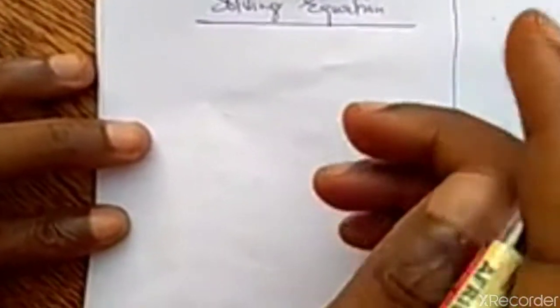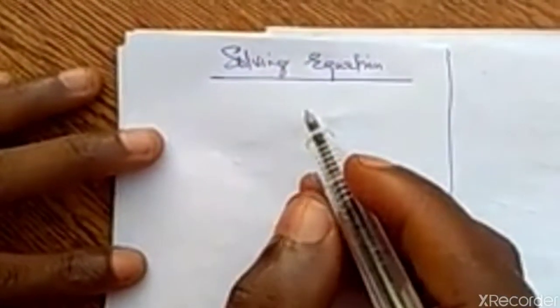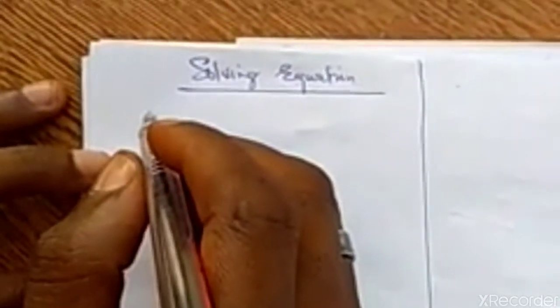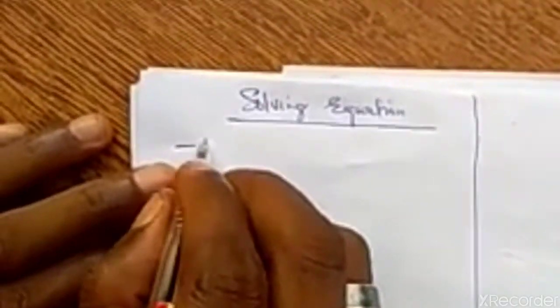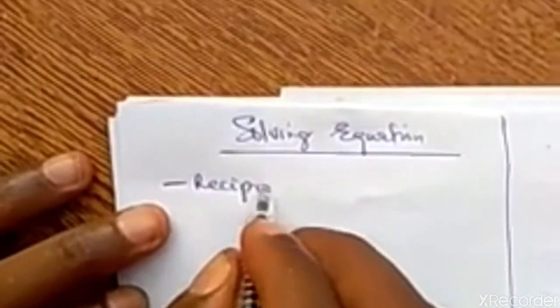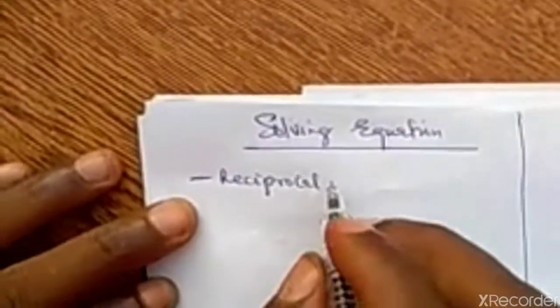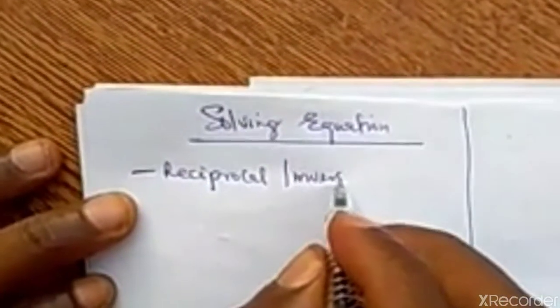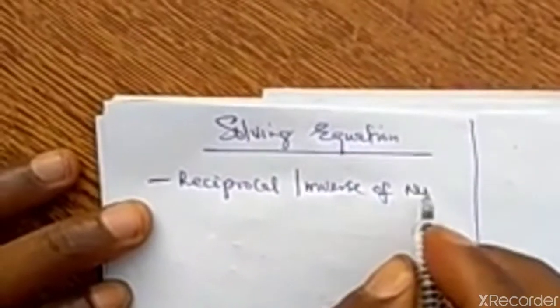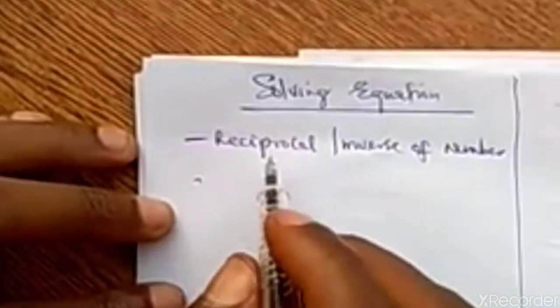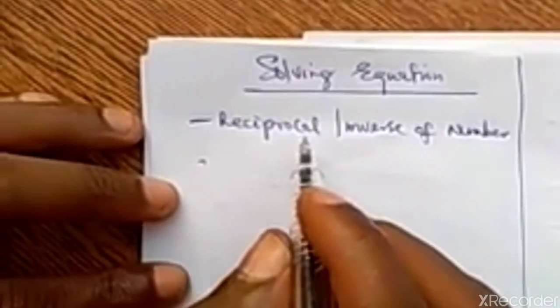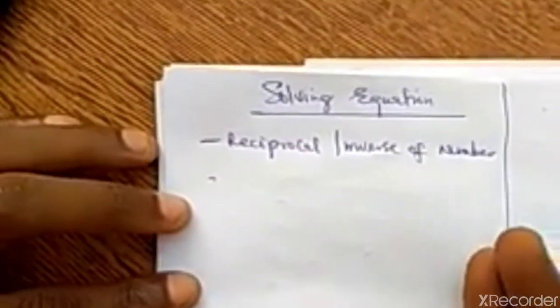This is the last subtopic for this topic, solving equations. You need to have some basic tools to be able to understand how to solve an equation. First of all, you need to know the concept of reciprocal or inverse of a number. You need to know what the reciprocal and inverse of a number is.